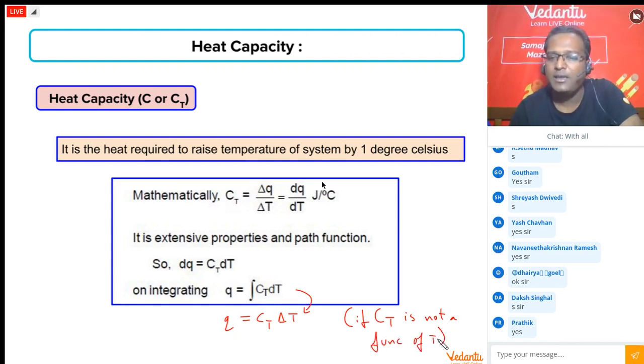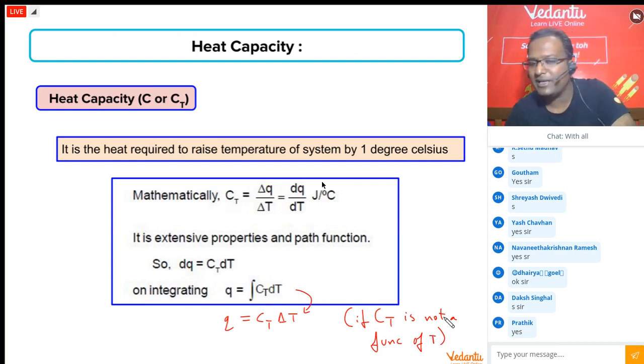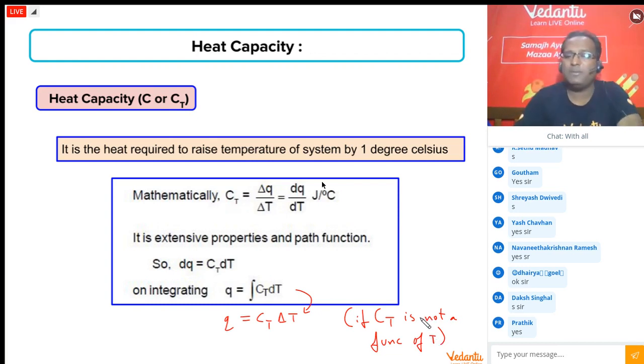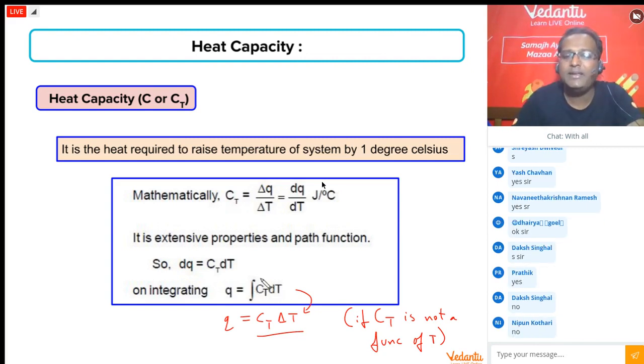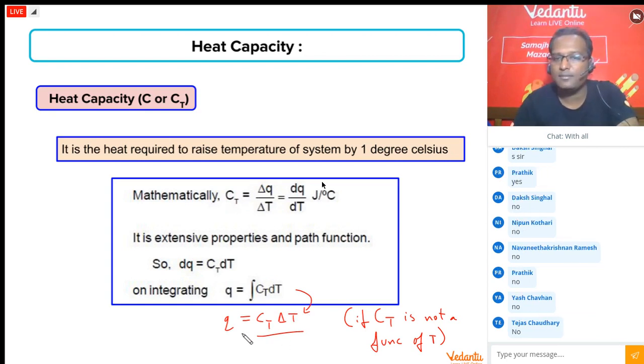Generally speaking, in 90% of the problems that you encounter, C will not be a function of temperature. Question में एक value दिया होगा. They'll give you a value in the question. But in certain questions where they want you to do extra mehnat, C will be given as a polynomial in temperature. If C is given as a polynomial in temperature, can I directly write it like this? No, I cannot. I will have to write it with dT and integrate it properly from T1 to T2 to get the final answer.